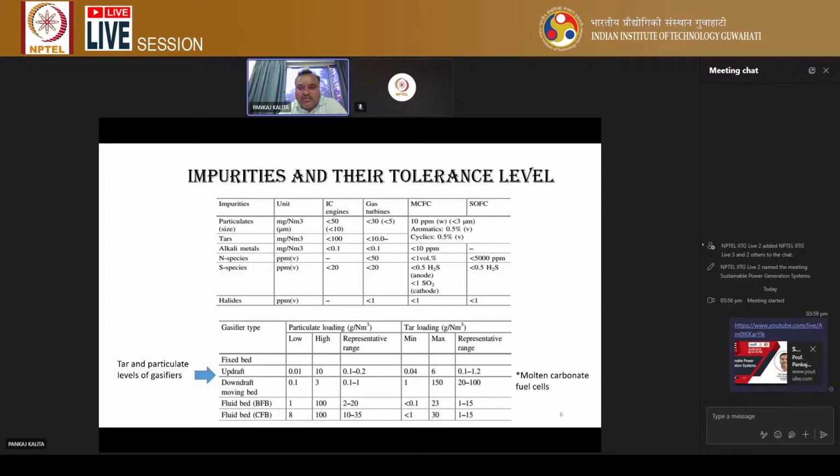And for tar, about 0.04 is the minimum, and the maximum is about 6 gram per Nm cube, and the representative range is from 0.1 to 1.2. So accordingly, you can see for other biomass gasifiers, the range of particulate loading and then tar loadings.